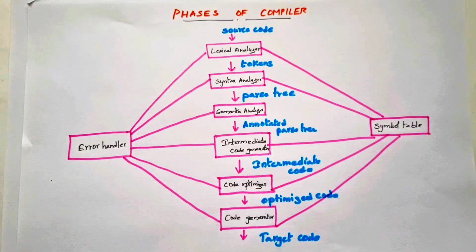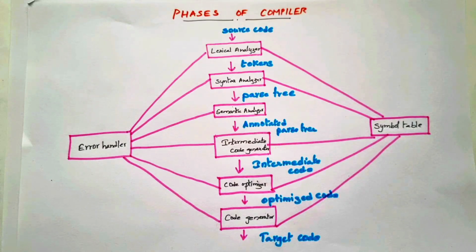Next is semantic analyzer. It is the third phase of the compiler. Even if a program is grammatically correct, it may still contain logical or semantic errors like type compatibility, variable declarations, scope rules, function arguments. The output of the semantic analysis is annotated parse tree.